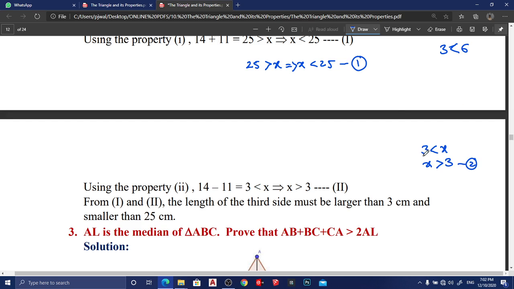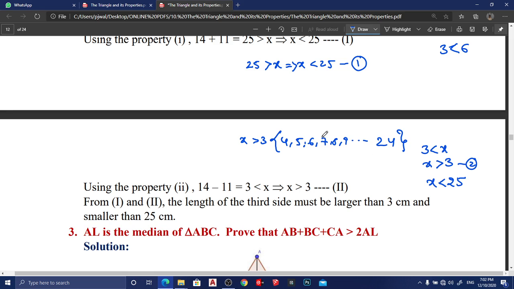From the first condition, all the x values should be less than 25. So x values greater than 3 means you can take 4, 5, 6, 7, 8, 9, and like that up to values less than 25, which means up to 24. By taking any value from 4 to 24 you can draw a triangle.